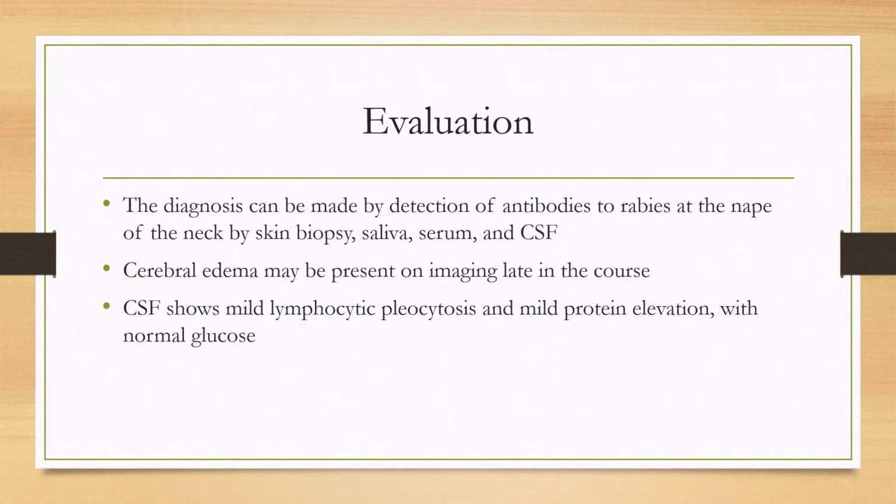For evaluation, the diagnosis can be made by detection of antibodies to rabies at the nape of the neck by skin biopsy. It can also be made by samples of the saliva, serum, or CSF. However, the antibodies at the nape of the neck, those are the most sensitive and specific. You must have a high clinical suspicion for rabies, and a history of animal bites is always helpful.